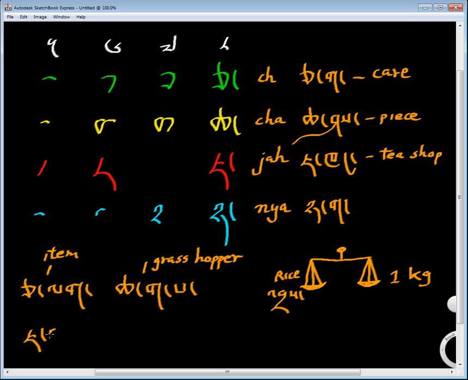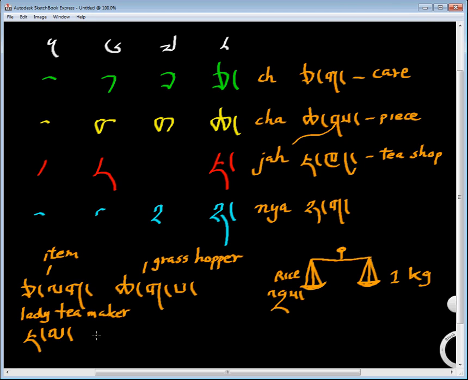Now the next letter is cha, and another example for cha would be cha, ma, chama. Chama meaning a lady who makes tea. So chama means tea maker, a lady tea maker.